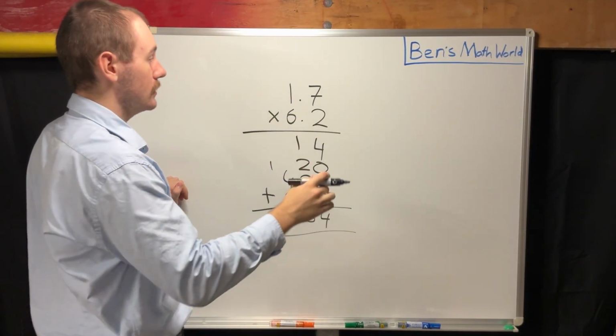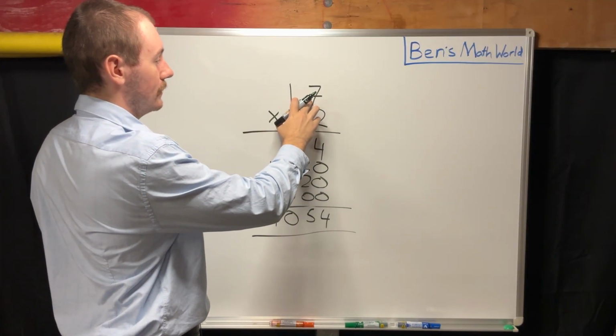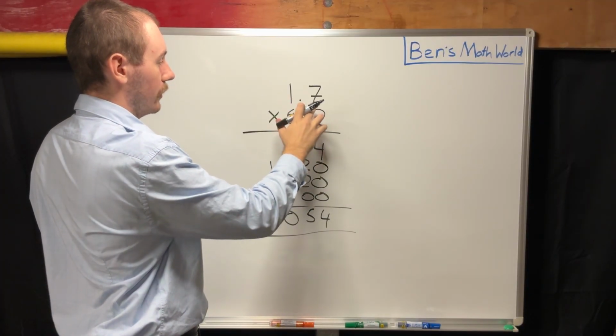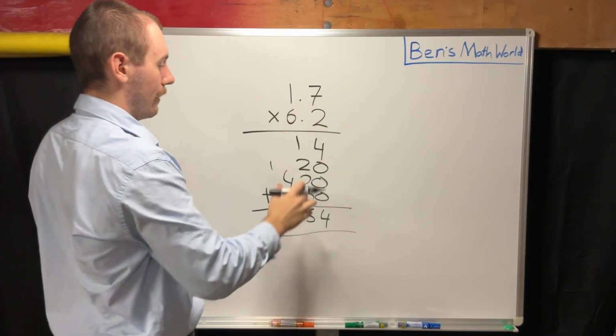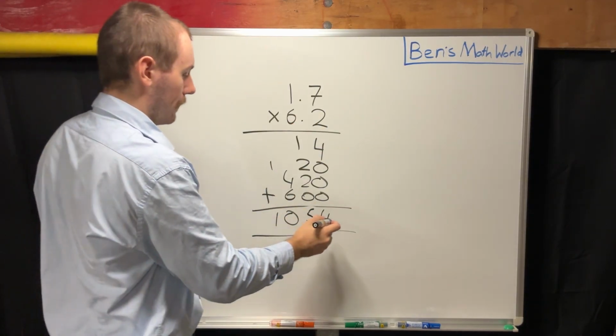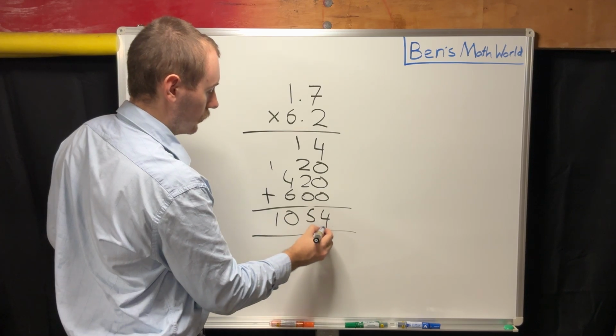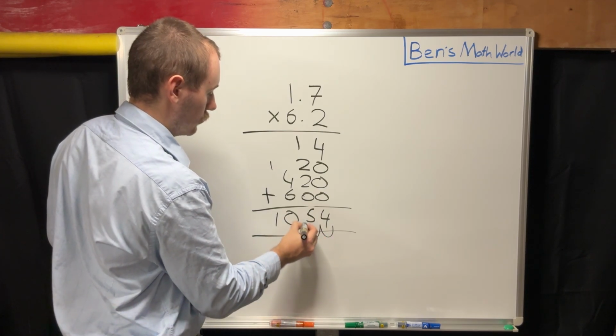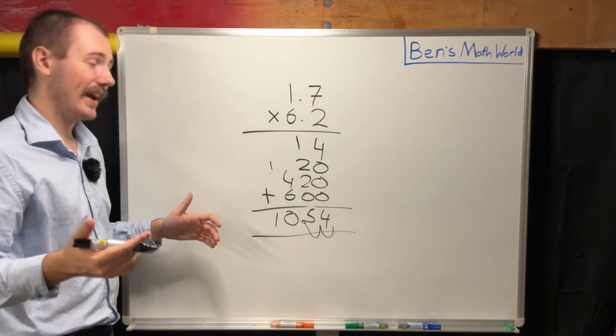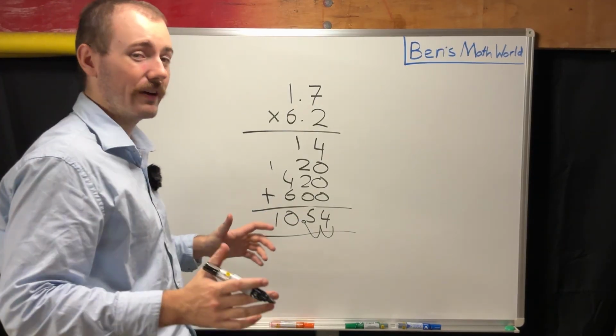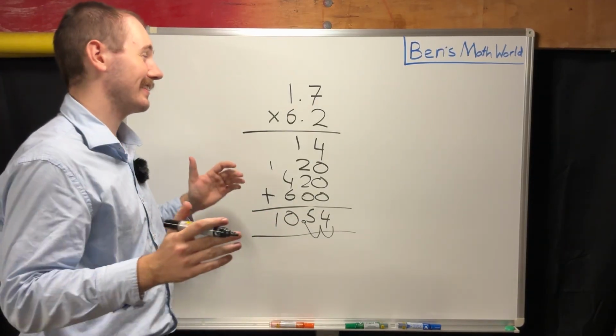So how we do this is we count how many digits we have after the decimals here. So we have 1 and we have 2. So we're going to go from back here and we're going to move our decimal forward twice. So we go once, twice, and we land here. And our answer is 10.54. Now guys, it's as simple as that.